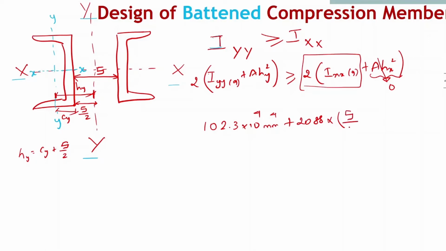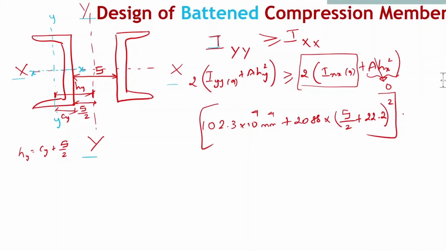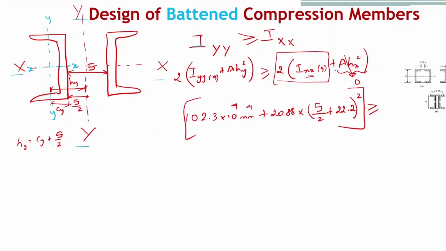So here (S/2 + CY) is 22.2 mm whole square. So this whole term should be greater than or equal to Ixx, that is 779.4 into 10 to the power 4 mm^4. If I solve, I will get how much the spacing should be. Spacing should be greater than or equal to 69.49 mm. So if I provide a spacing of 70 mm, that means spacing greater than the required.